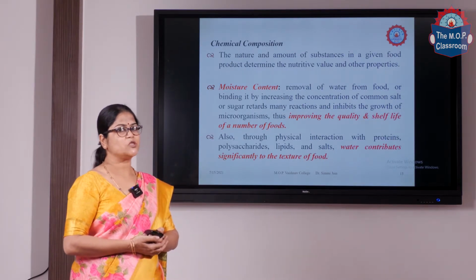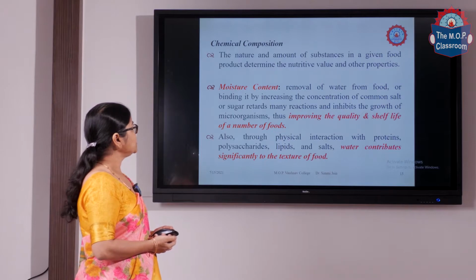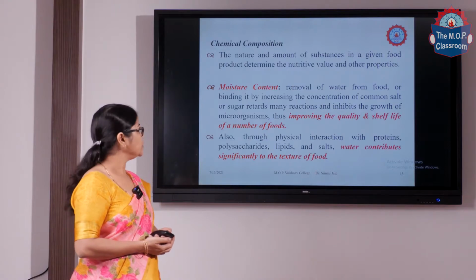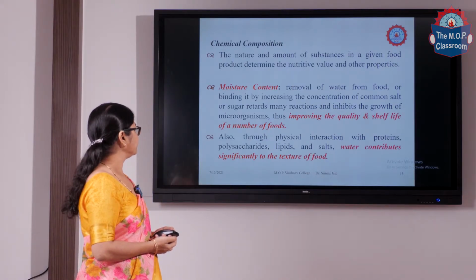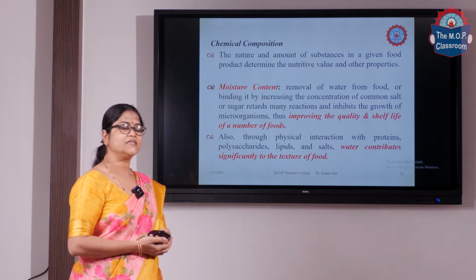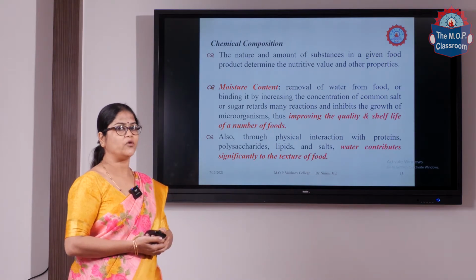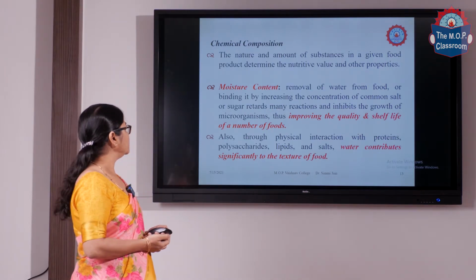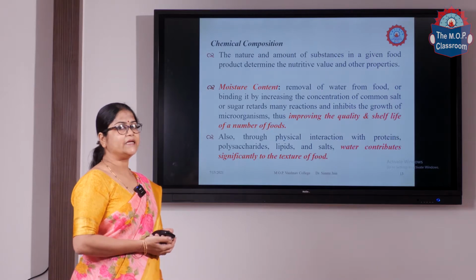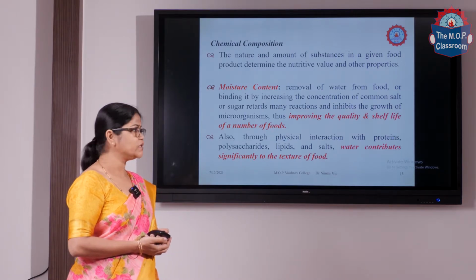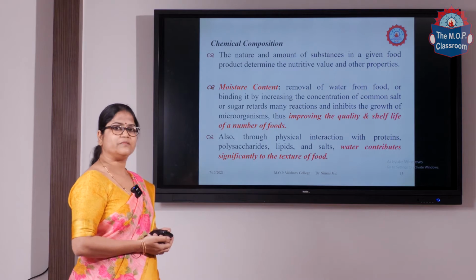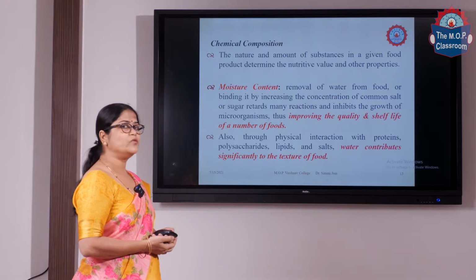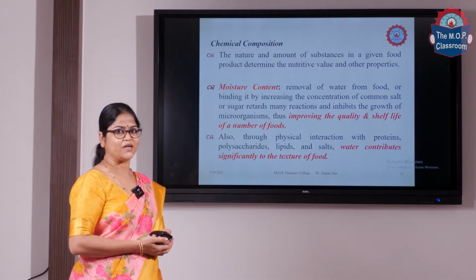Coming to the chemical composition of the food products, the nature and amount of substances in a given food product determine the nutritive value and the other properties. We will just go through the important chemical parameters that define the quality of the food. The moisture content: removal of water from the food or binding it by increasing the amounts of salt or sugar retards many reactions and inhibits the growth of microorganisms, and thus improves the quality and shelf life of the product.